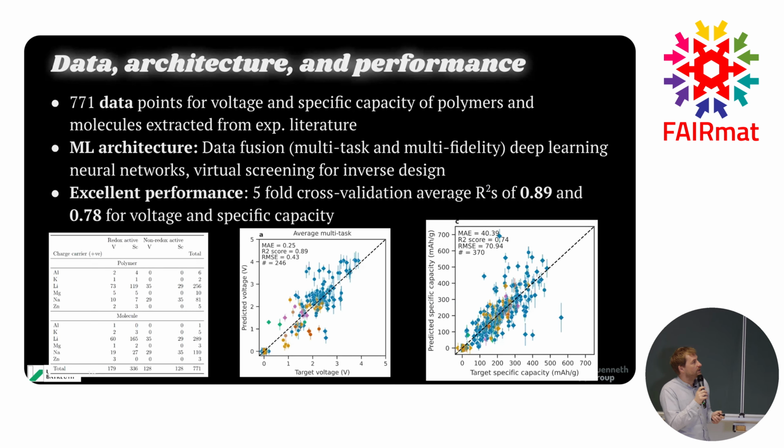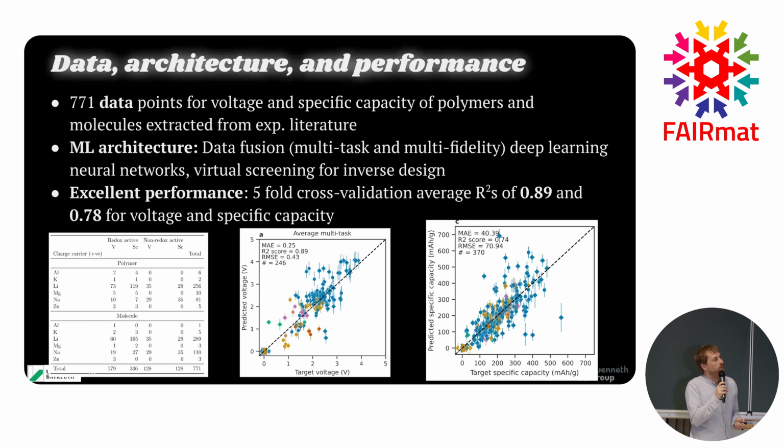Then we trained a machine learning model, and we usually opt for data fusion models. These are a specific machine learning type that can do multitask and multi-fidelity learning. It's a deep learning neural network, and we also opted for virtual screening to do the inverse design process. Here on the left bottom you can see the data set that we have collected. You see it's for different charge carriers, and it has redox active and redox non-active materials in it.